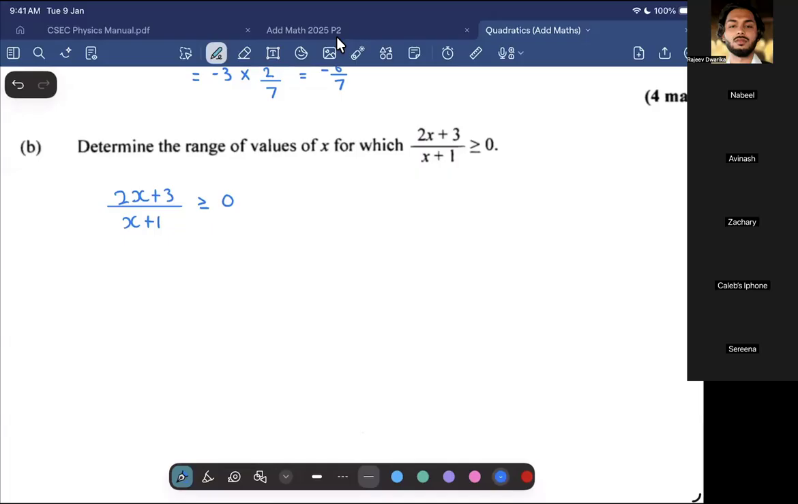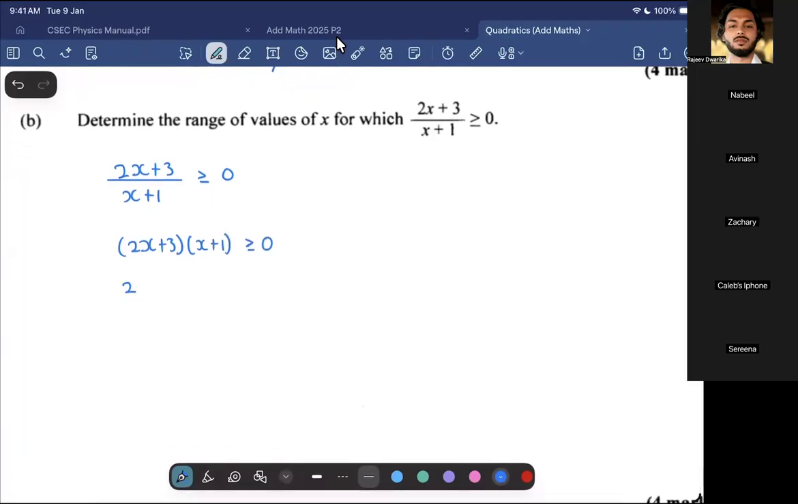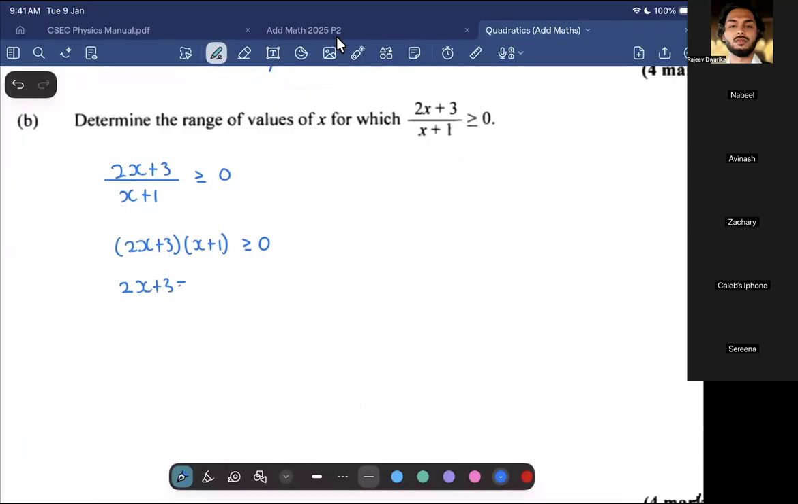I'll explain the long way after. So Caleb, this is an example of a rational inequality question. In the next line, you're going to write (2x + 3)/(x + 1) is more than or equal to 0. Then in the next line, 2x plus 3 is equal to 0, and x plus 1 is equal to 0. You end up with x equals minus 3 over 2, and x equals negative 1.